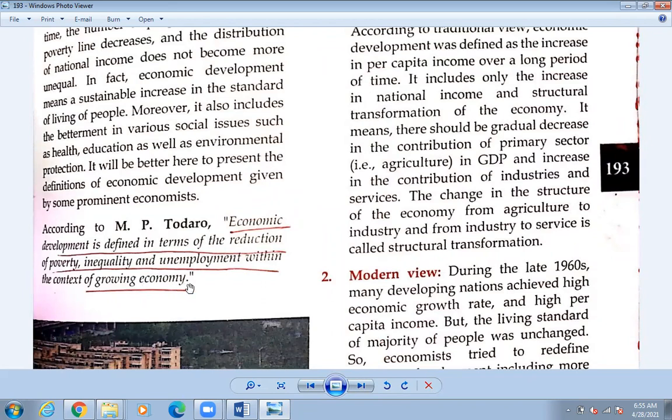the reduction. Okay, so after economic sum, so let us write down. Okay, so tick this one, also underline this one also.